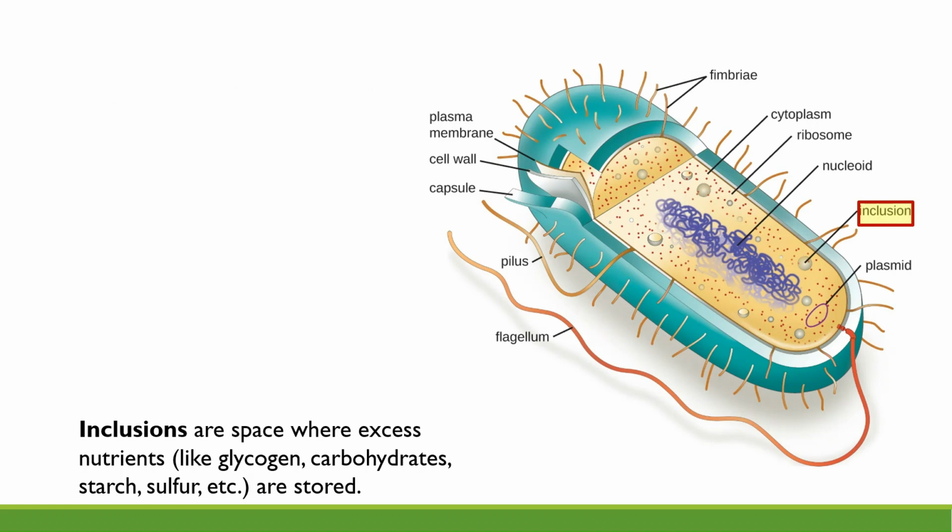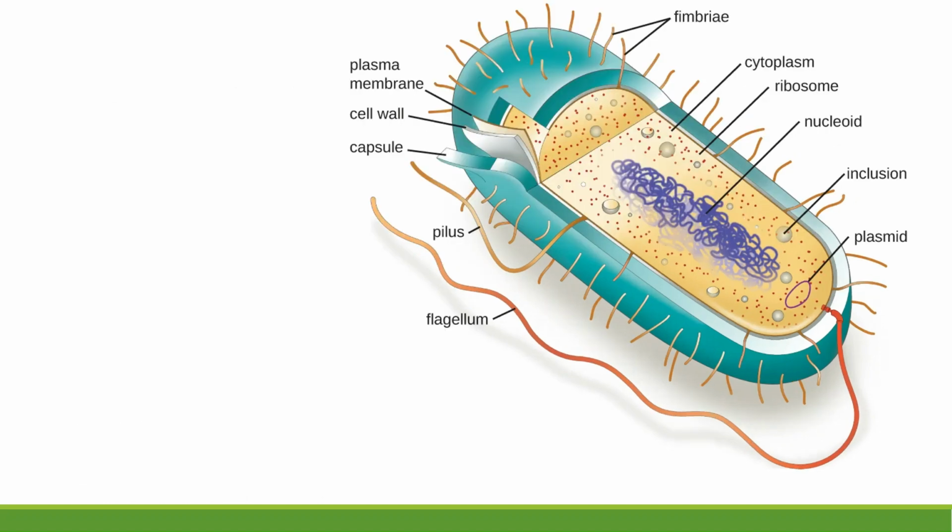Inclusions are nutrient storage centers for the cell. Nutrients like glycogen, which are a collection of carbohydrates, starch, sulfur, phosphates, etc., are stored in what we call inclusion bodies, and they can be stored and used for a time when they're needed.